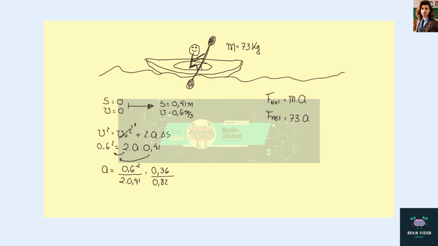Then we can plug this acceleration into the equation for the net force. And then we get that the net force is equal to 73 times 0.36 divided by 0.82. And this results in a net force of approximately 32 newtons.